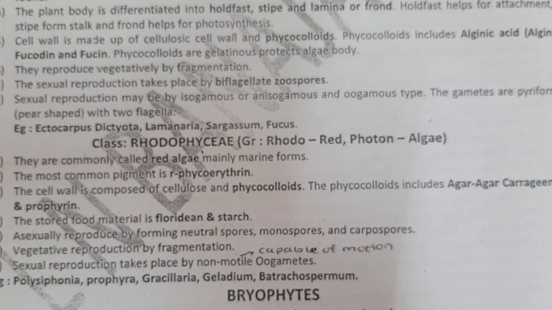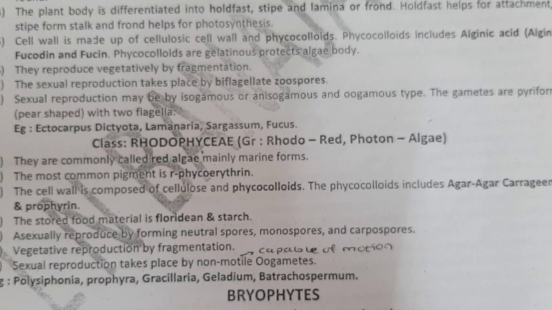Next one, the sexual reproduction takes place by non-motile oogametes. Remember this one, guys: in Phaeophyceae we can see sexual reproduction by three types: oogamous, anisogamous and isogamous. Here the sexual reproduction takes place only by the non-motile oogametes. They cannot move. That's why non-motile oogametes are present in the Rhodophyceae members.